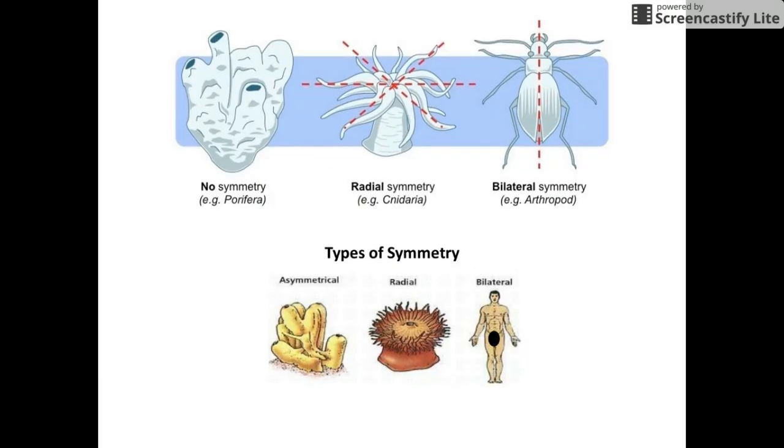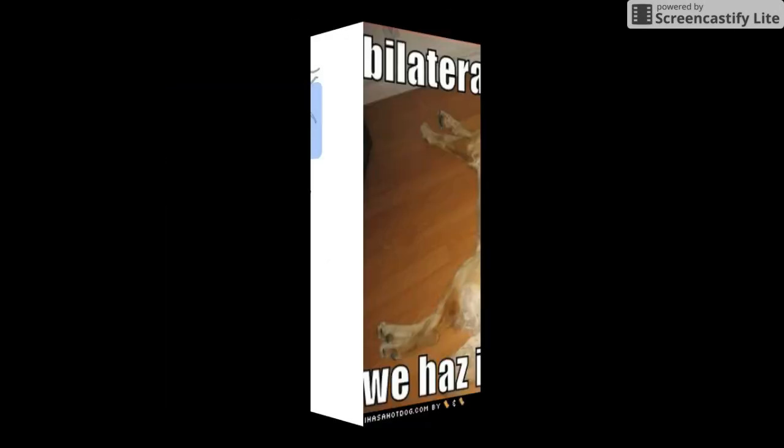Just some additional examples. Arthropods and the human have bilateral symmetry. Notice the sponge shows up twice because that's what we have for asymmetry in the animal kingdom.